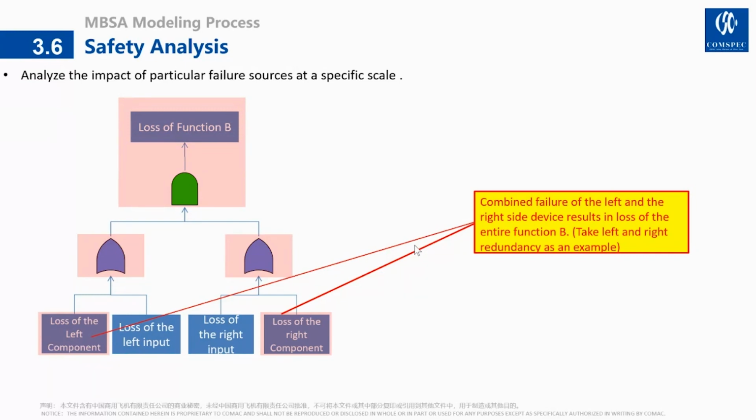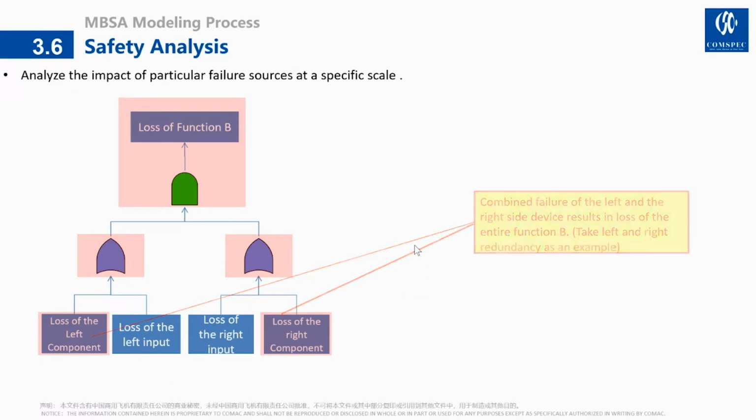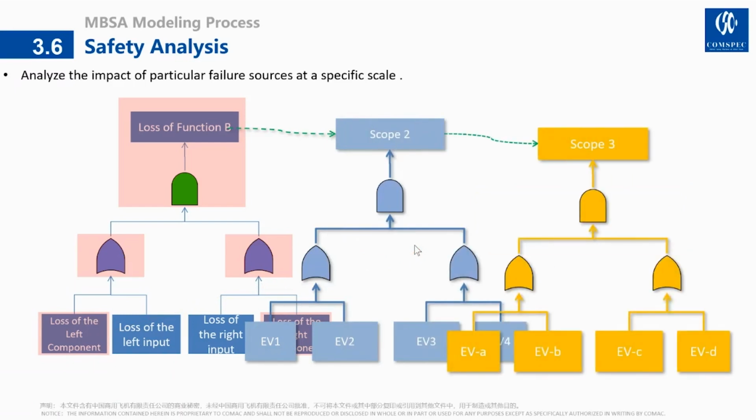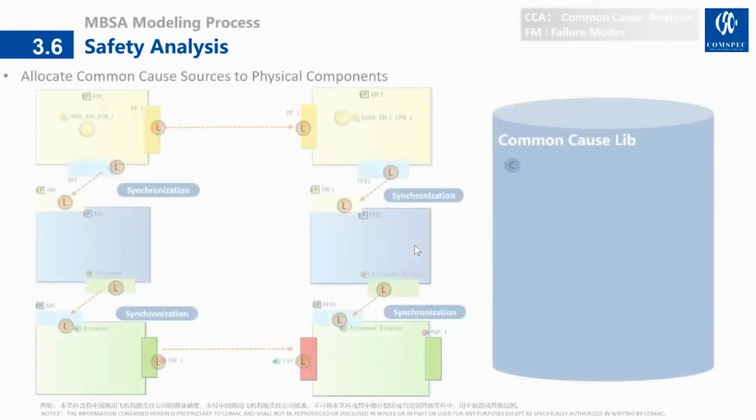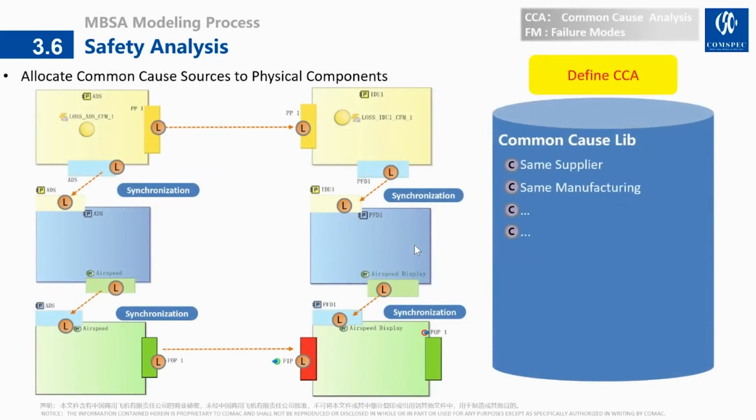We can make the safety analysis in different function scopes. It can be one or several fault trees, one or several functions, one or several systems, and even the whole aircraft range. The platform can also define a CCA library. From the CCA library, the defined common cause sources can be associated with FM to support common cause analysis.